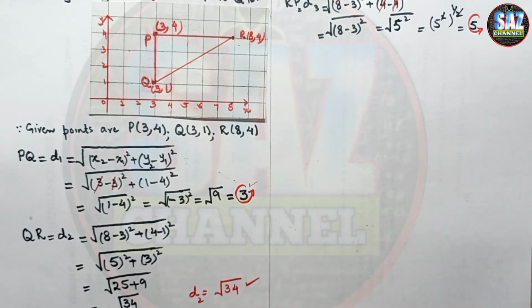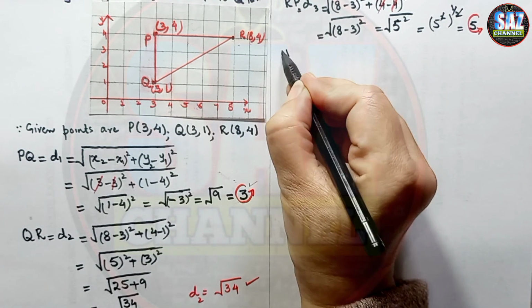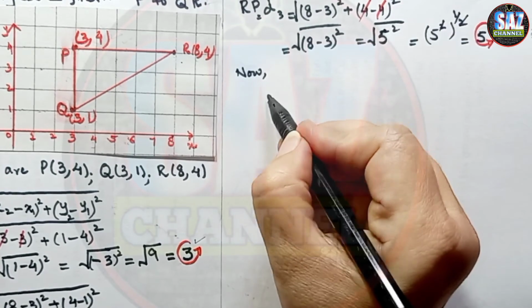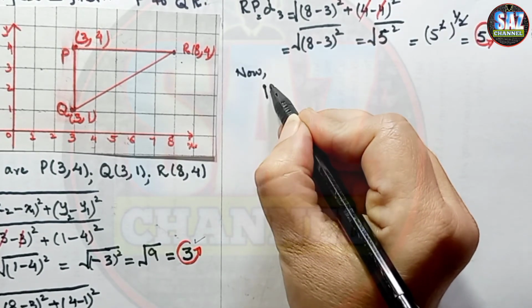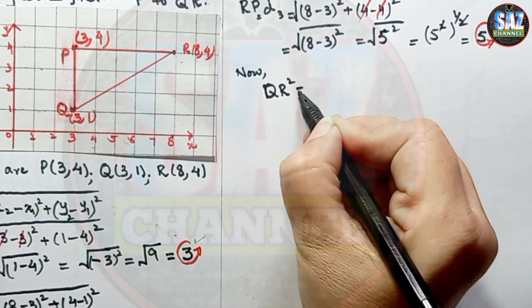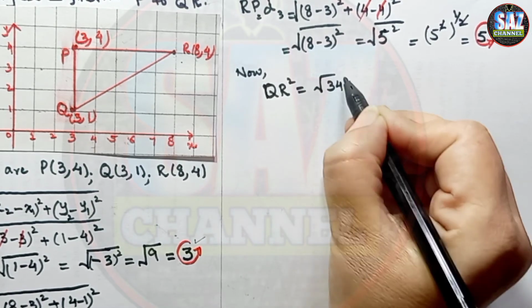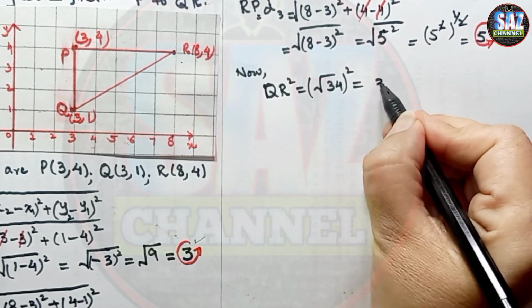Now, in order to decide what type of triangle this is, we have to take the square of the longest side, and the longest side is square root 34. Even if you check square root of 34 on a calculator, it will give me 5.8, which is the largest side. Now square root 34, that is QR, squared equals 34, and this gives me 34.